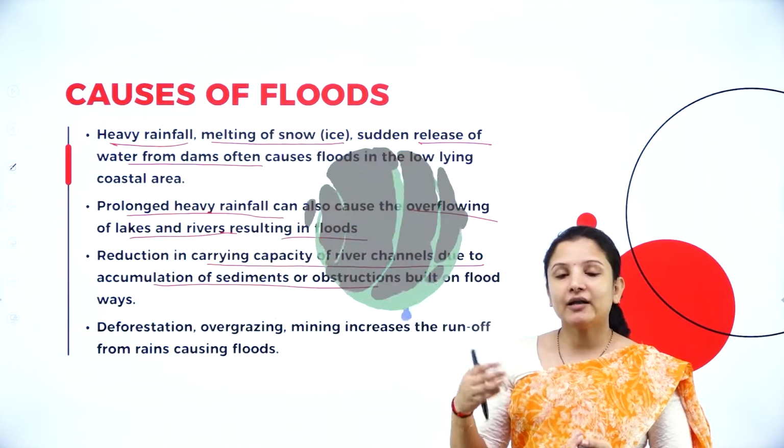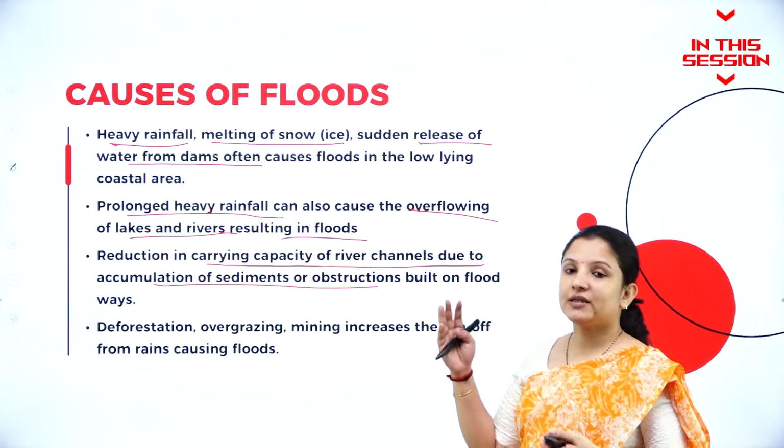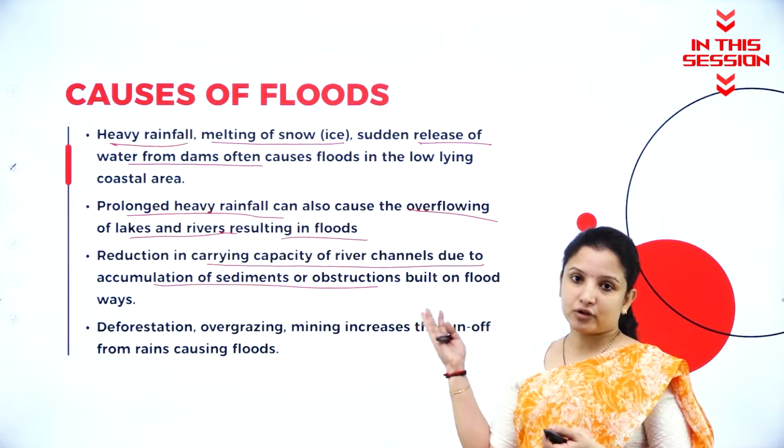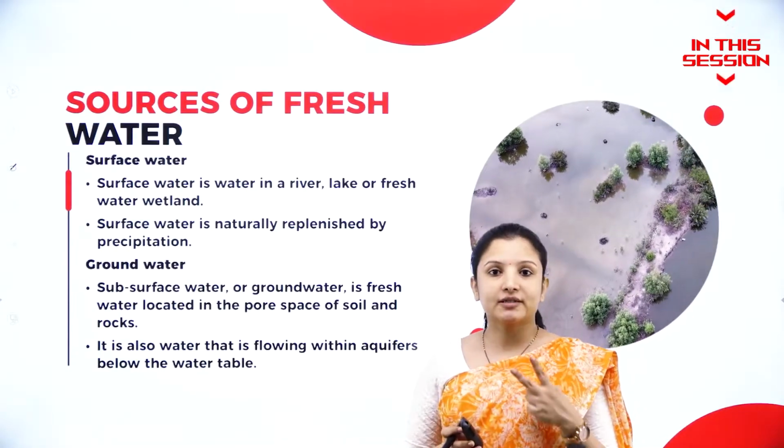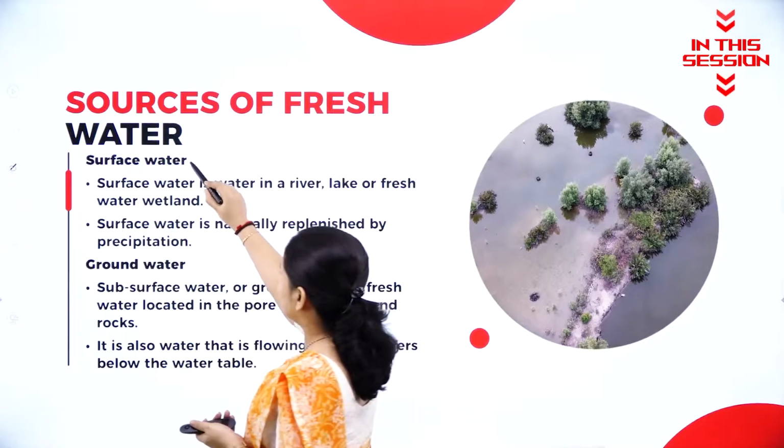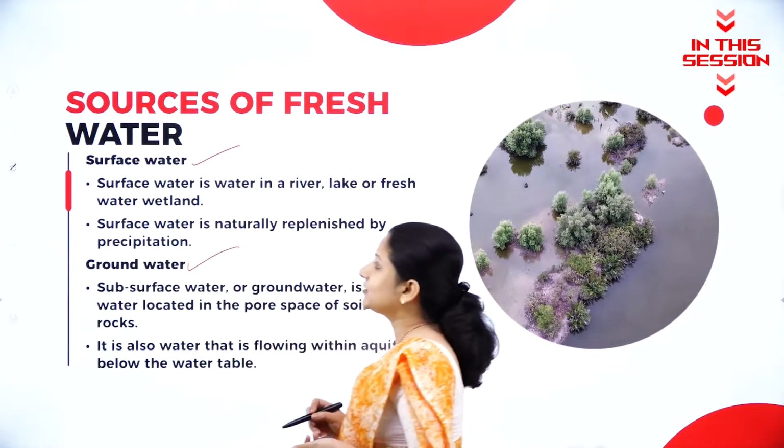The reduction in the carrying capacity of water by the rivers will lead to overflow of the water and therefore it causes flood. The fresh water is divided into two types. One is the surface water and the other one is the groundwater.